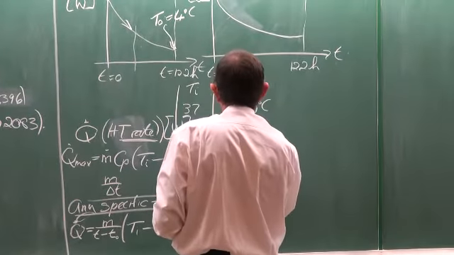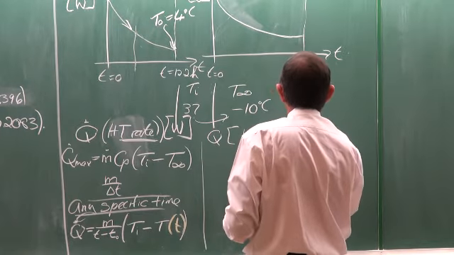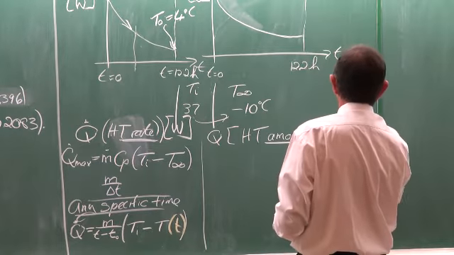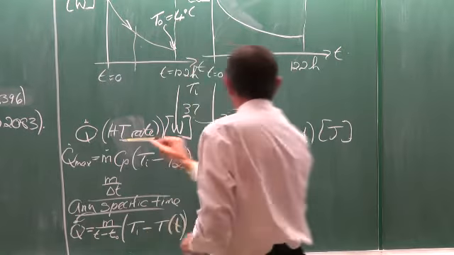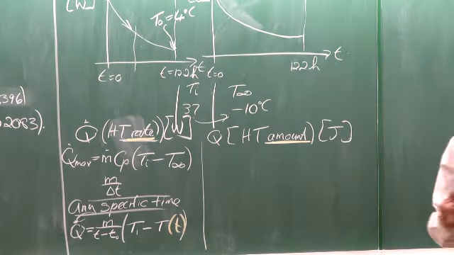While on this side, we have Q, which is, let's call it the heat transfer amount. Okay? And this will be in joules. So this one would be the rate, and this one would be the amount of joules.